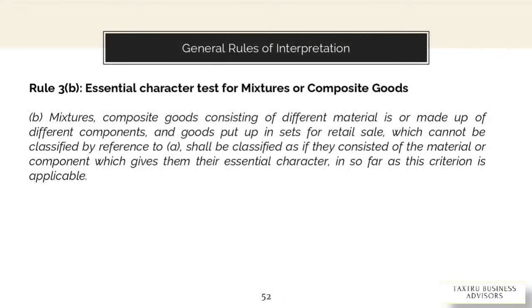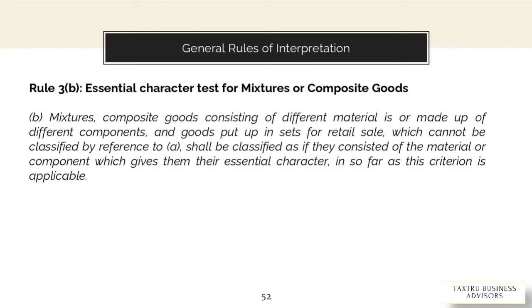Then comes 3B, essential character test for mixture or composite goods. Mixtures, composite goods consisting of different materials or made up of different components, and goods put up in sets for retail sale, which cannot be classified by reference to A, shall be classified as if they consisted of the material or the component which gives them the essential character, insofar as the criteria is applicable. So that means in case there is a mixture or a composite good, then we have to see which of them is giving more essential characteristics to that particular good.